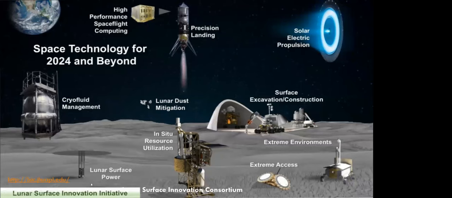And NASA has divided the surface of the moon up into these technology areas. Lunar Surface Innovation Initiative is the title. And what I'll be talking about today is surface excavation and construction in the context of a lunar base. Doesn't mean the others aren't important. It's just that's what I'm focusing on to talk about how we can plan for building a lunar base infrastructure.